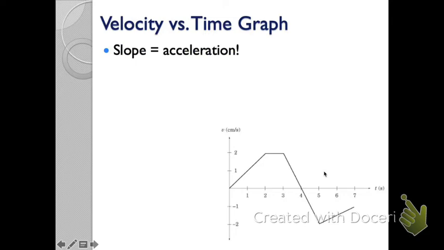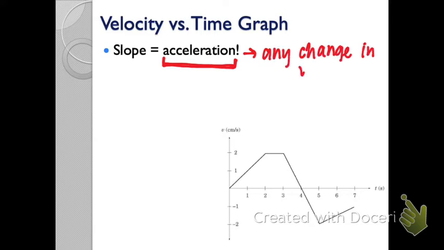In a velocity versus time graph, when we calculate the slope, it tells us something called acceleration. Now tell me, what do you know about the word acceleration? What does that bring to mind? It brings to mind speeding up. That's true. But acceleration is any change in velocity. Any change in velocity is considered acceleration.